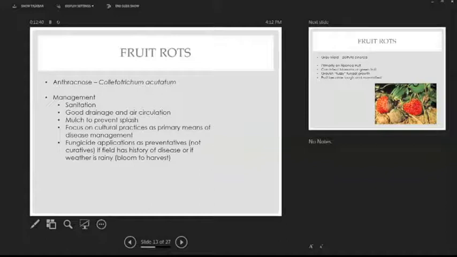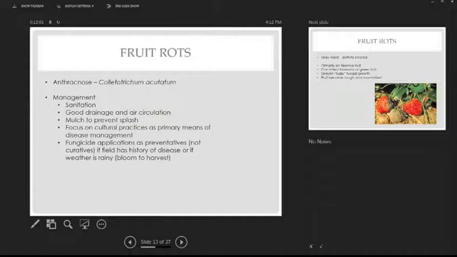Mulching to prevent splash, to keep water from splashing on fruit as much as possible. Any of your cultural practices like resistance, like rotations, like air circulation, all of those things are absolutely critical. Keep your fruit off of the ground. The more air that can circulate around that plant and within those plant tissues, the better.